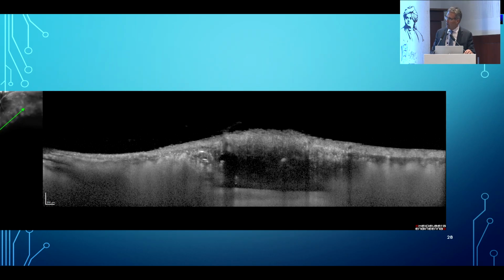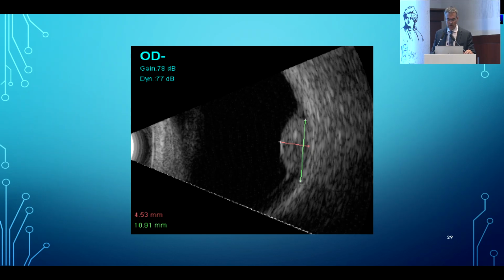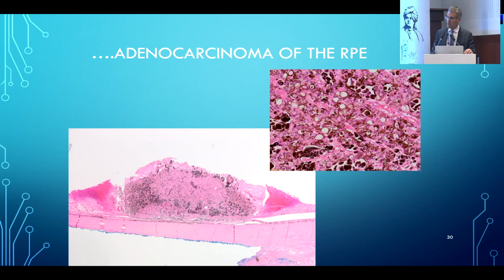And then when you do the OCT enhanced depth image, it's obviously not necessarily choroidal. Finally, when you do ultrasound, you can see it's also not hypoechoic. In fact, it's somewhat hyperechoic. So this is classic of adenocarcinoma of the RPE. And luckily, in this particular patient, a few years later, we got histology on this eye for other reasons and confirmed that diagnosis.